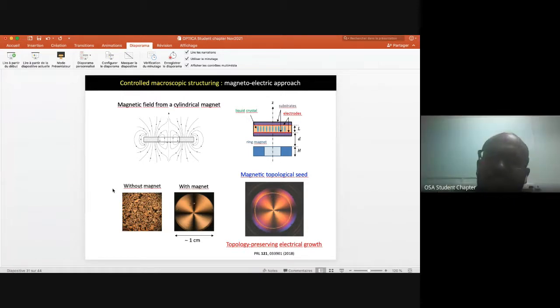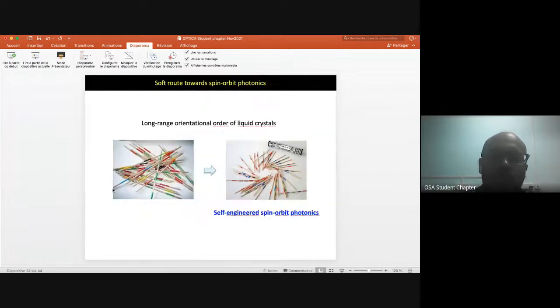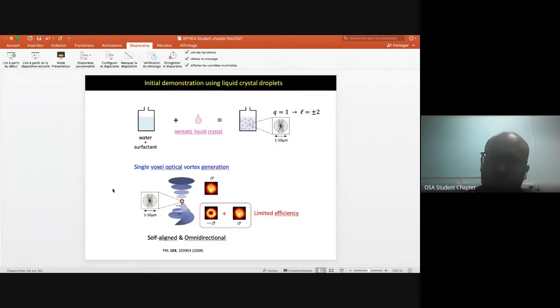So one last question regarding the optical vortices generation from liquid crystal droplets. There you mentioned that you are tweezing the droplets and you are seeing the generation of the vortices. Is it necessary? Why is this step needed? Why do you have to tweeze the liquid droplets?